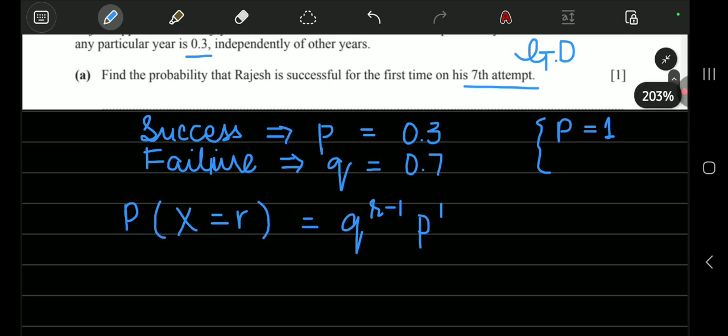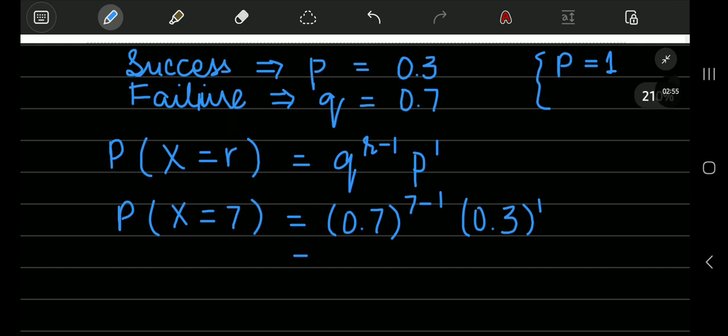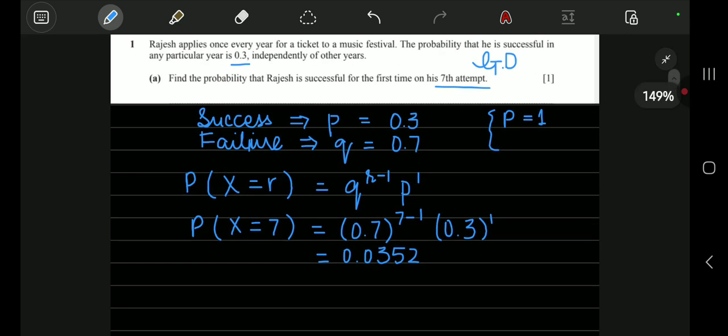Okay, so using this, x in this particular case is 7, so q is 0.7 to the power r minus 1, which is 7 minus 1, and p to the power 1, and that is 0.3 to the power 1. So when we solve this, we are going to get 0.0352. Okay, this is your first part.